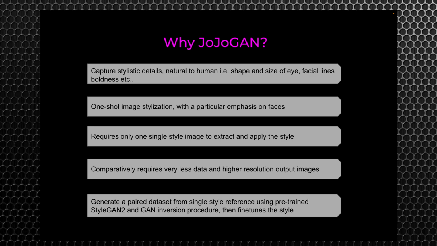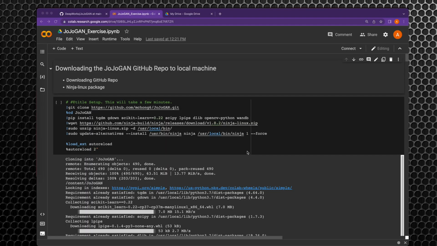And finally, the process encourages the StyleGAN to generalize so that the learned style can be applied to the given source images. To get ourselves started, first we had to clone the JoJoGAN repo to our working environment, and in this case it's the Google Colab.